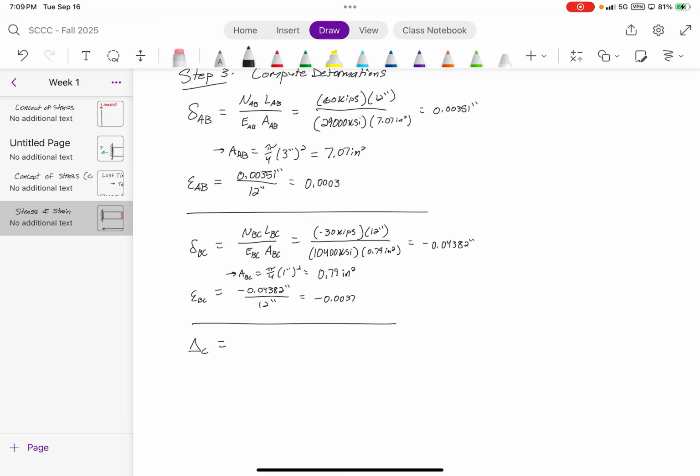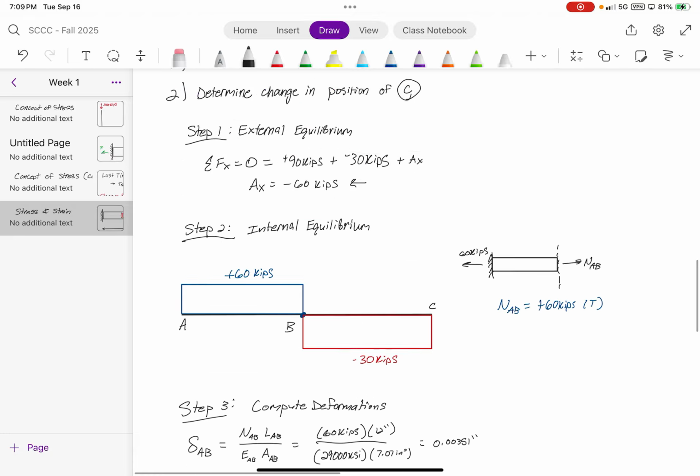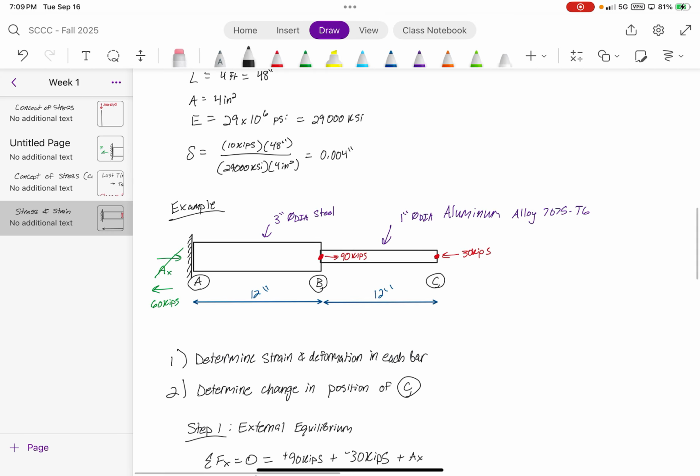Who here thinks they got it? I get the change in position, 0.04031 inches. Negative. Who here gets that? You do. What did you do? Added just the... Exactly. So you just add the deformations of each bar from the fixed point.